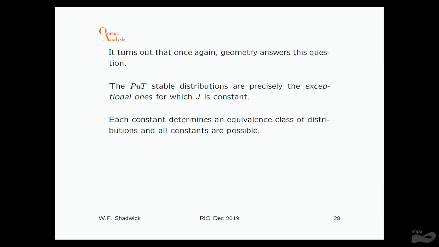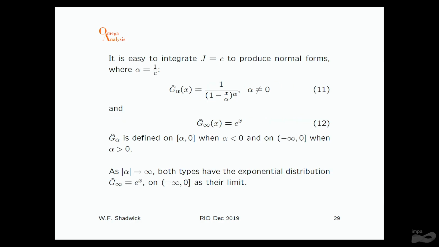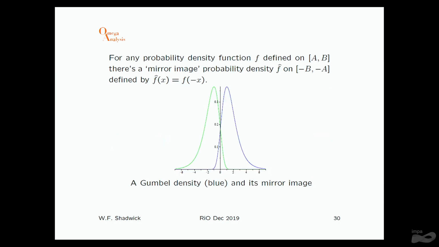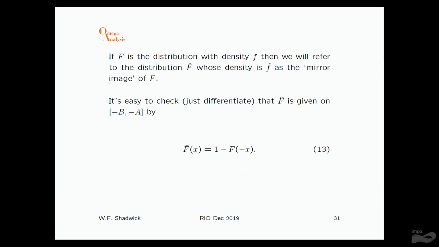There are three types again. All the constants are available. And this is what they look like. So those may look sort of familiar if you're familiar with the generalized Pareto distributions, and there's a good reason for that. So if you have a probability density function, then the mirror image density is obvious. And the distributions we've discovered are actually the mirror images of the generalized Pareto distributions.